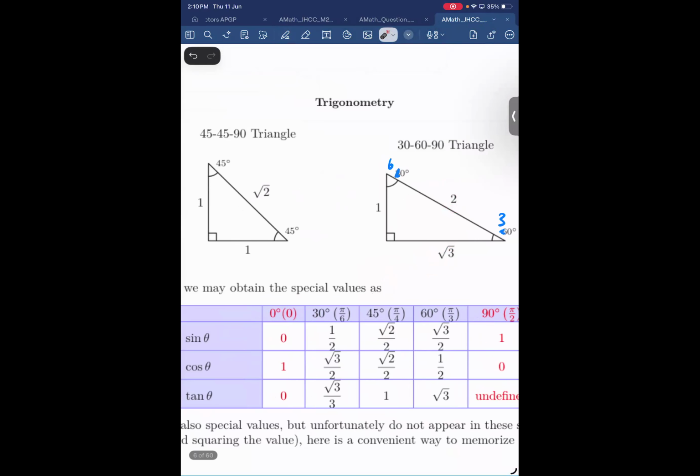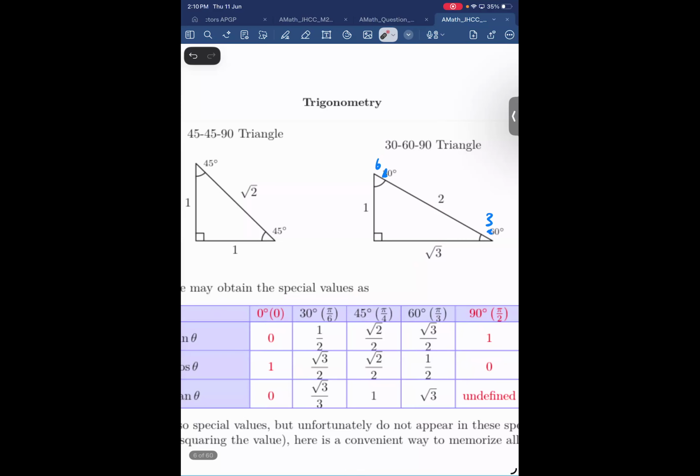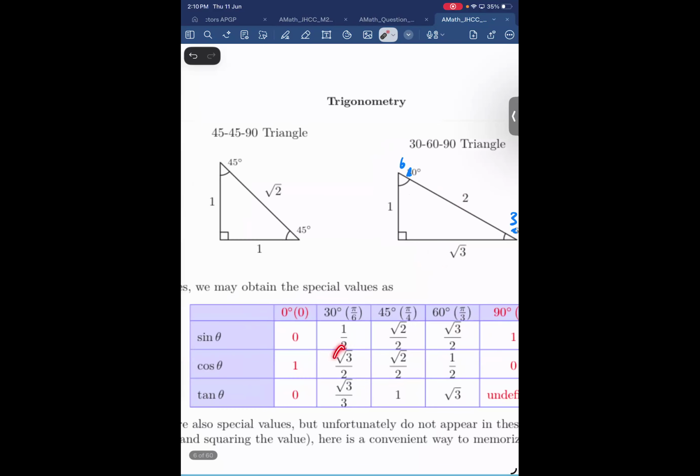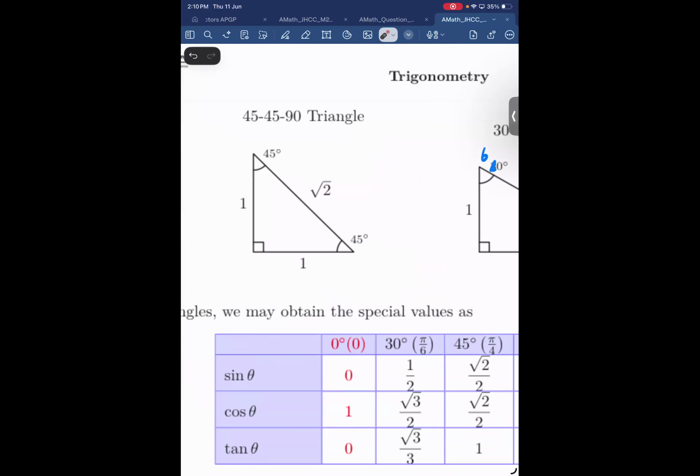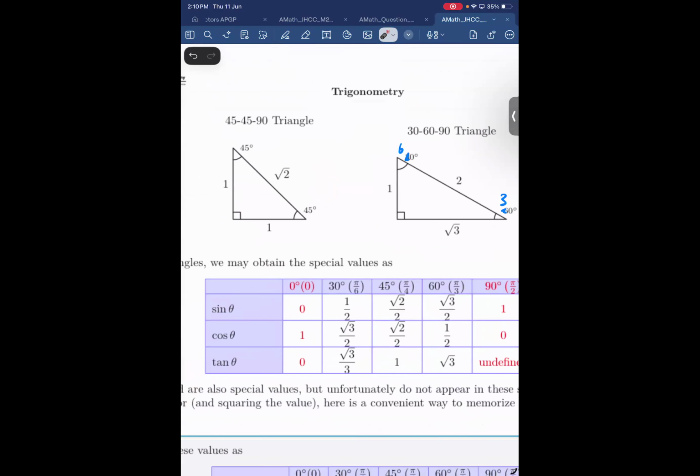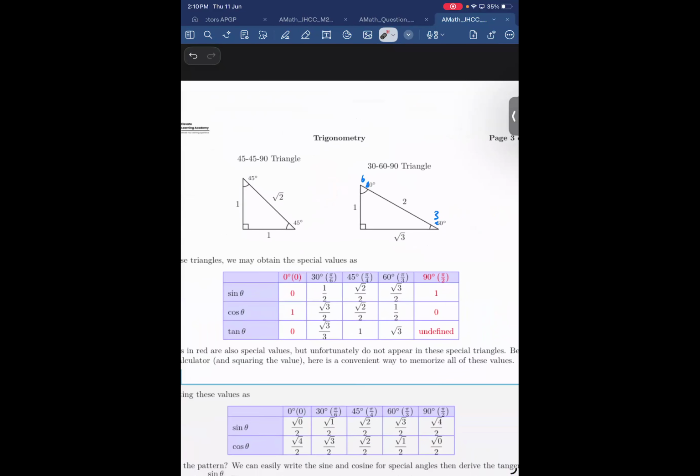Then if I want to find cosine of 30, cosine of 30 is adjacent over hypotenuse, so root 3 over 2. And then for this other triangle, say sine of 45, is opposite, 1 over root 2. Then tangent of 45 is opposite over adjacent, so 1 over 1, which is 1. So that's how you use these triangles to memorize.